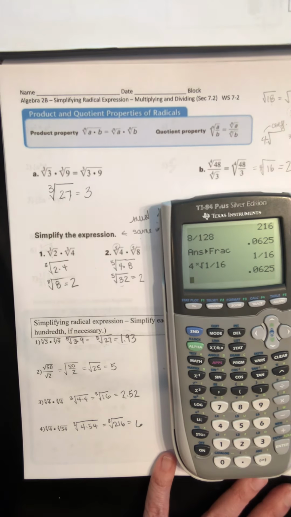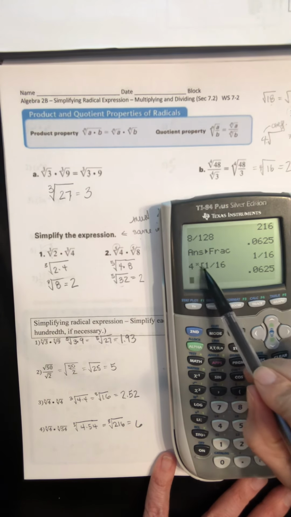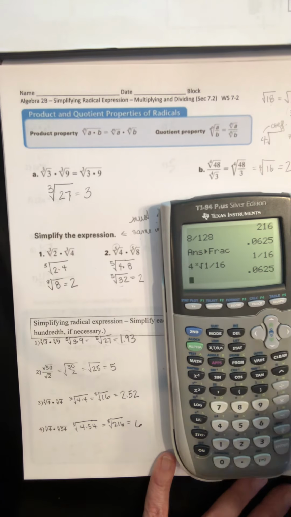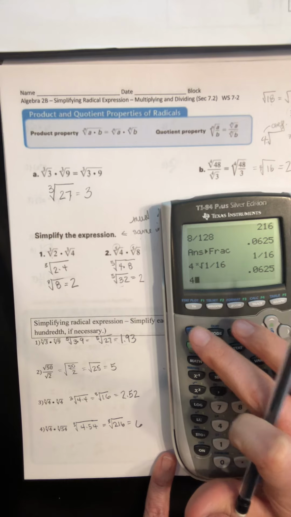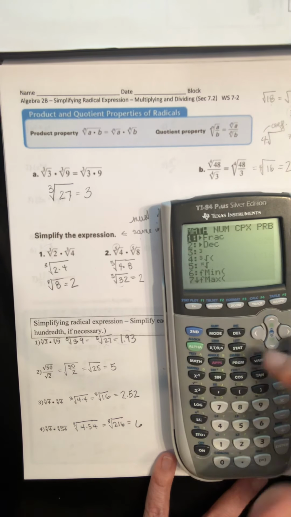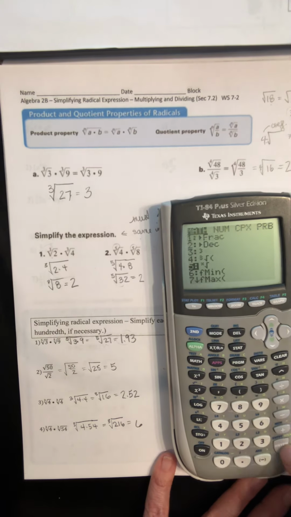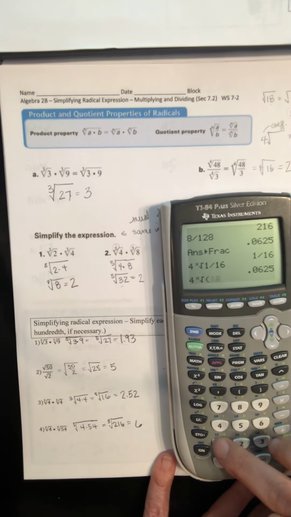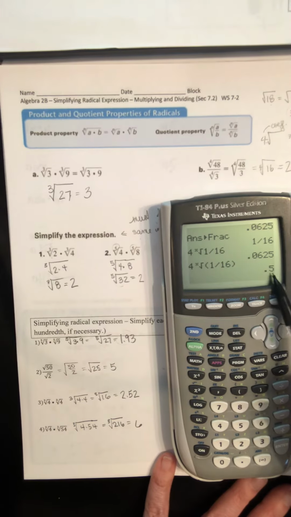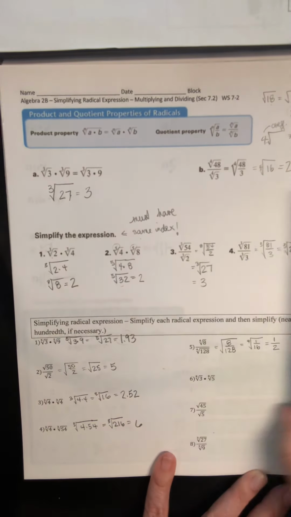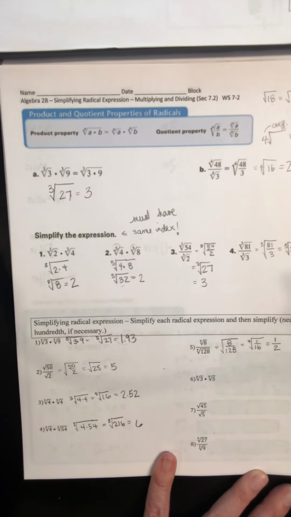Now, if I hit math, that's the same answer. So what happened? Well, it only did the 4th root of 1, not of 16. So what you have to do is put that into parentheses. So if I hit math, you're going to want to do 1 divided by 16, and then you get 0.5, which is 1/2, okay? So just make sure if you have any sort of division, you're putting that in a set of parentheses, okay?